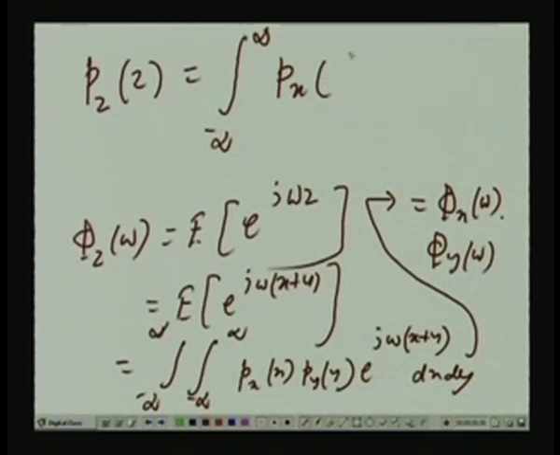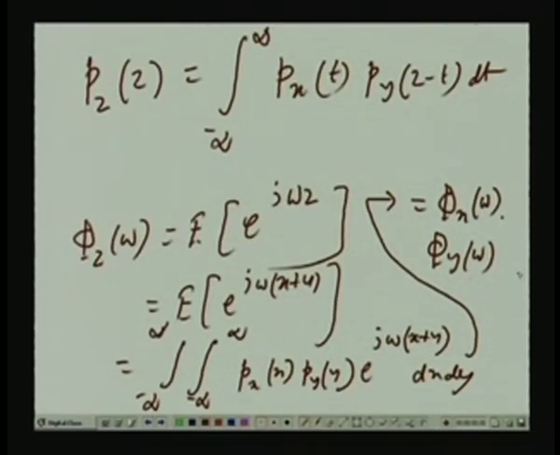You can take some variable, any variable, say t, then p y z minus t dt. Okay, so it is convolution. And just one more thing, phi z omega is phi x omega times phi y omega.